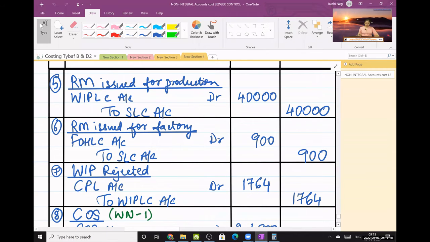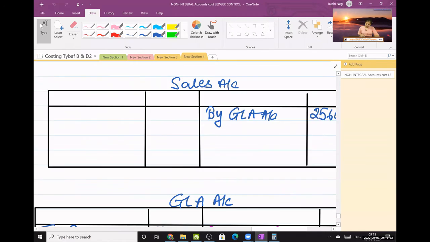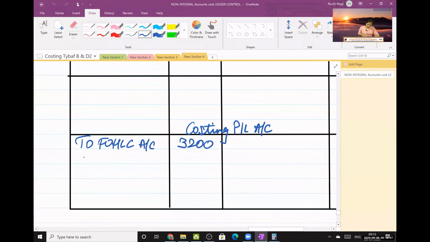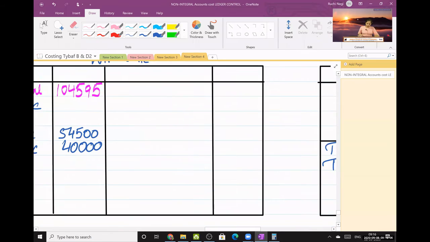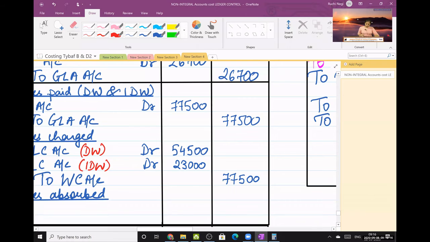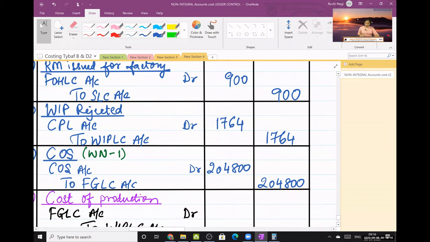Then WIP rejected, CPL to WIP. Costing P&L to WIP. There I got the debit side, 1,764. Second effect will come in WIP on the credit side by CPL, 1,764. Don't forget to give the second effect.